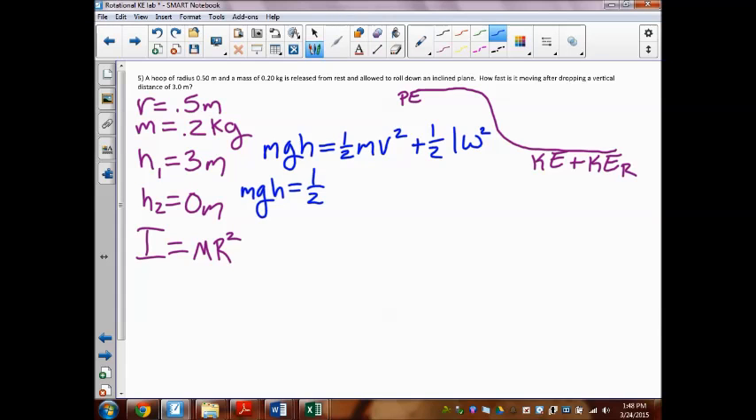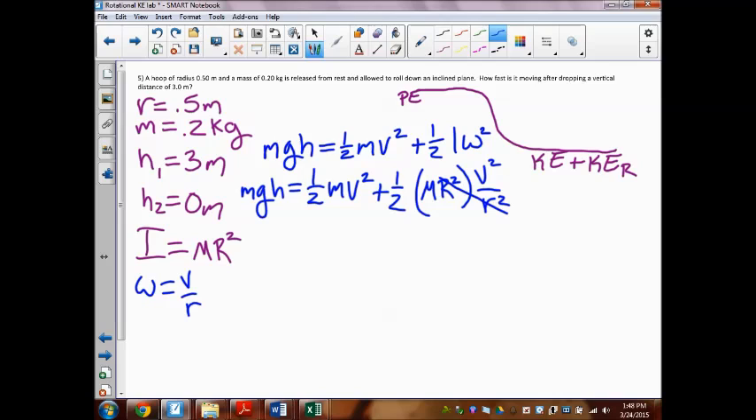So I'm going to leave my potential energy and kinetic energy just as they are. But I'm going to substitute in what I found for I. I of a hoop is mr squared. So I'm going to put mr squared in where I have I. And remember, we know that omega is equal to v over r. So if I sub in v over r for omega squared, I end up with v squared over r squared. And now I can get rid of those r's. I have an r squared on the top and r squared on the bottom, so those cancel out.